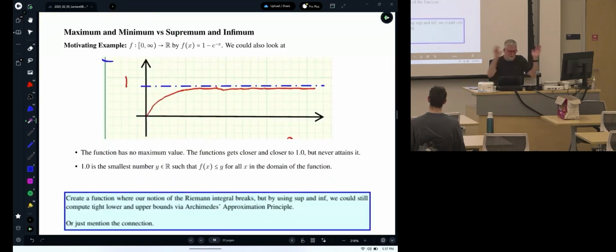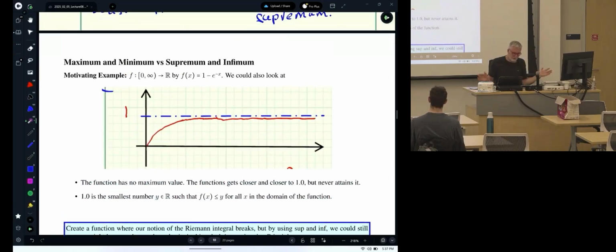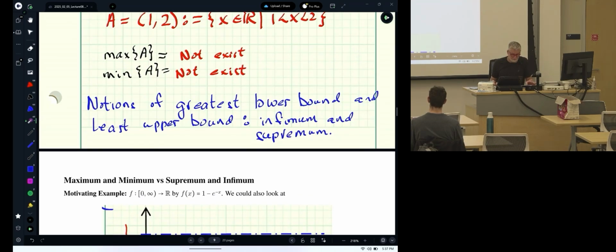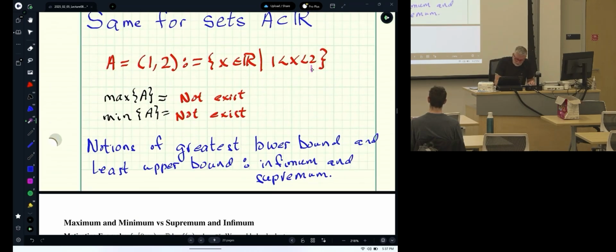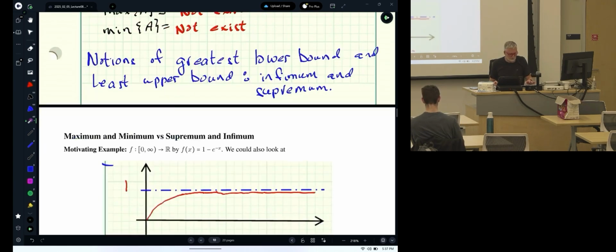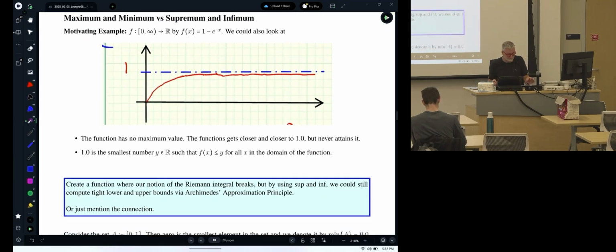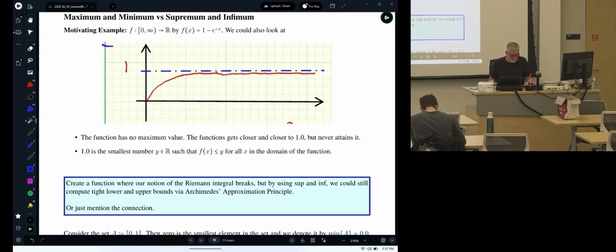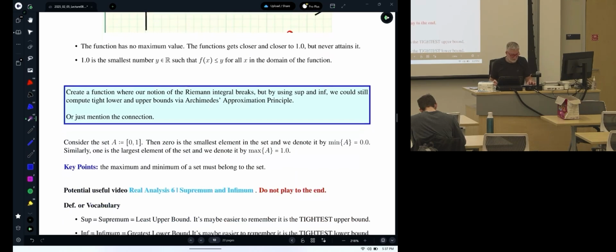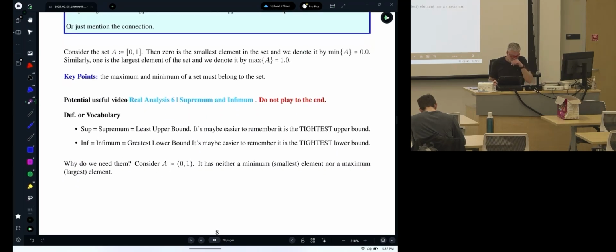And so if you got that, then you've got everything else that I'm going to go through here a little bit more formally, okay? Greatest lower bound, least upper bound. This has a name, it's called the supremum, and that's called the infimum. So max and minimum versus supremum and infimum. Okay, so this function has no maximum value. It's the same example we did.